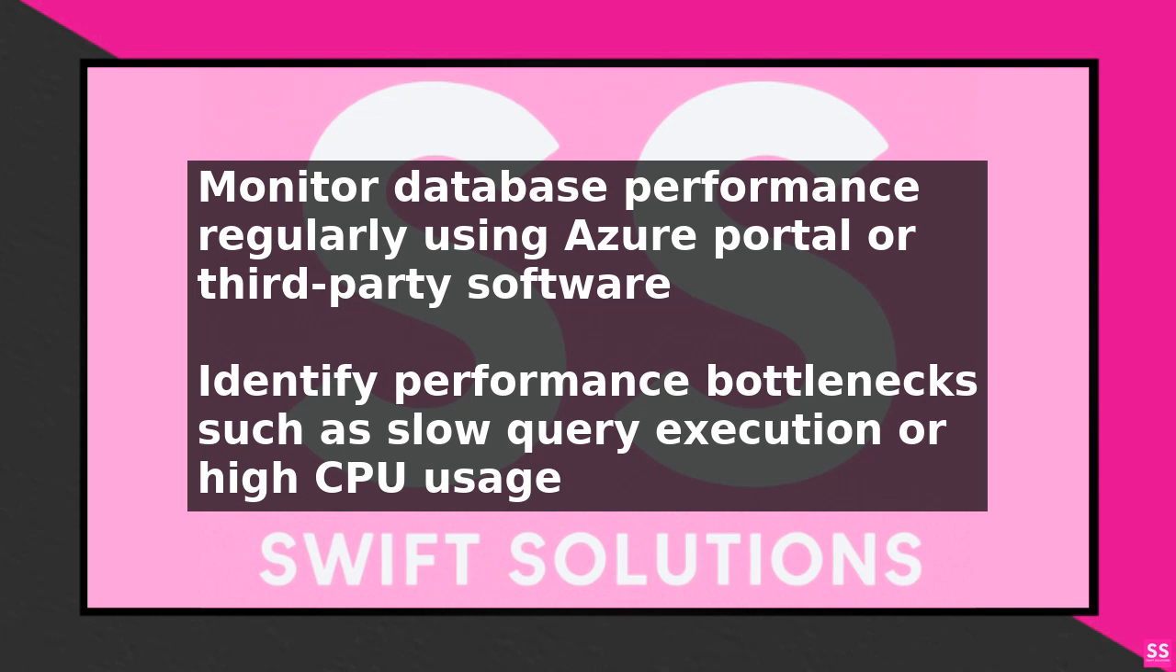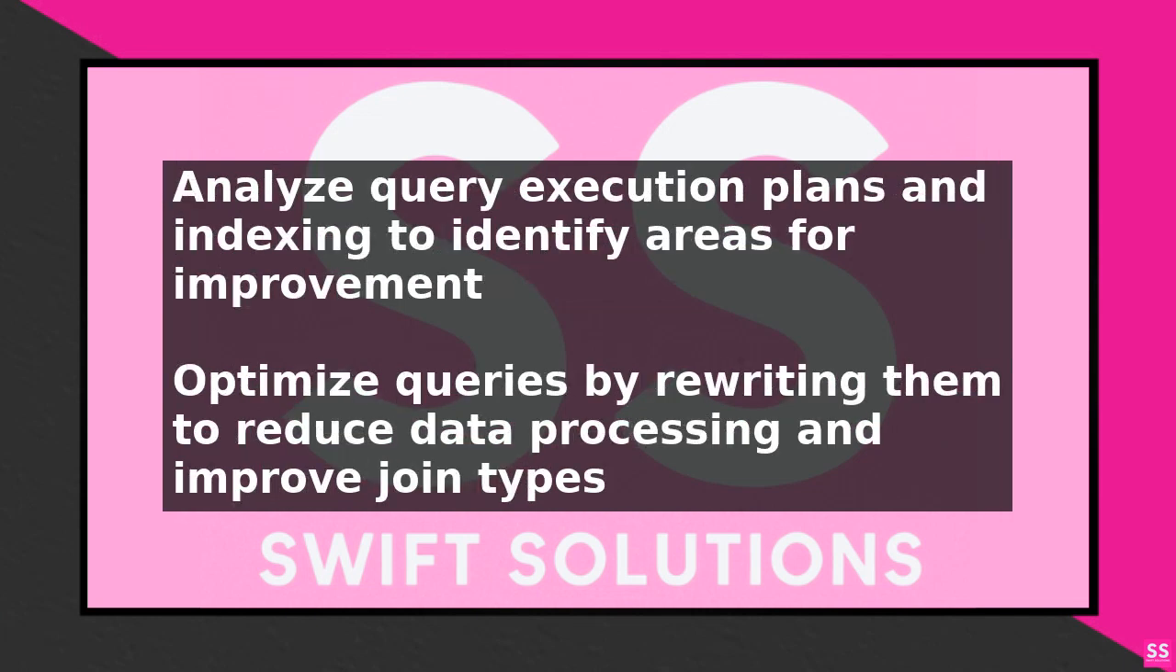Start by identifying performance bottlenecks, such as slow query execution, high CPU usage, or disk space issues. Once you have identified a bottleneck, you can begin the performance tuning process. This typically involves analyzing query execution plans, indexing, and statistics to identify areas for improvement.